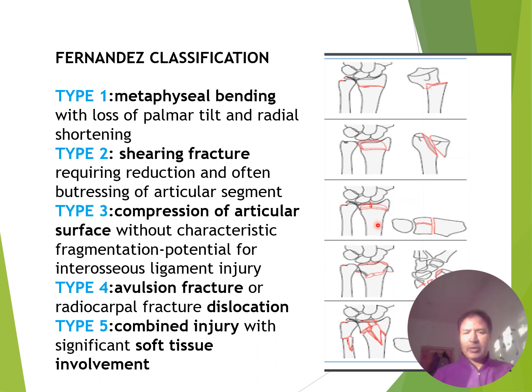Type 3, you can see, is compression of the articular surface without characteristic fragmentation, with potential for interosseous ligament injury. Type 4 is avulsion fracture. There is avulsion fracture or radiocarpal fracture dislocation. Type 5 is combined injury with significant soft tissue involvement.